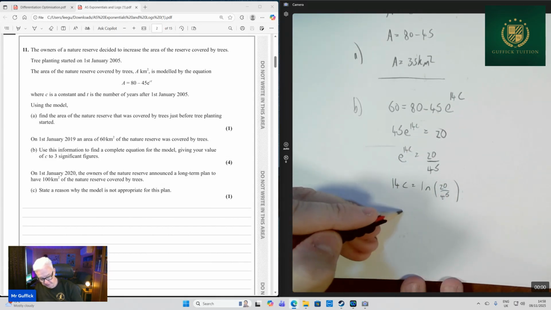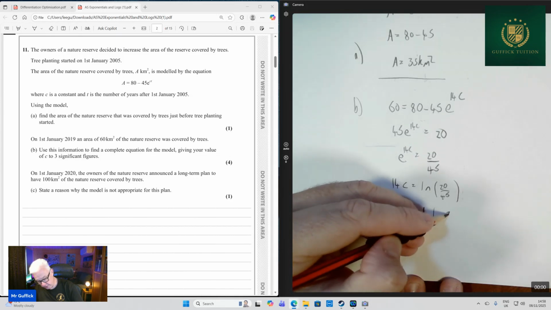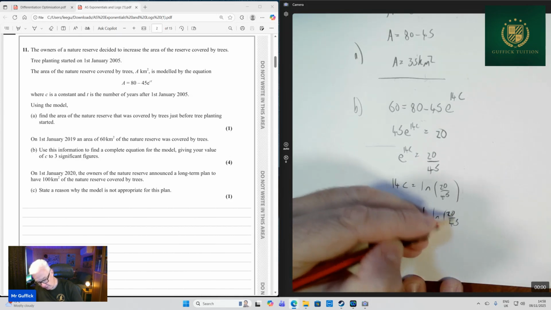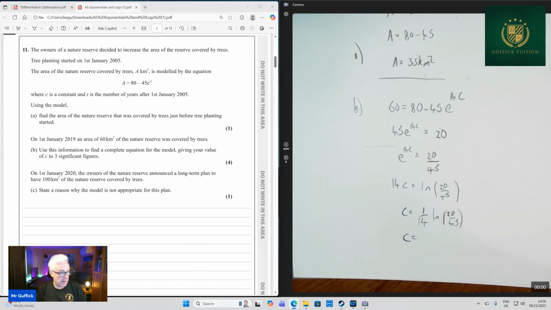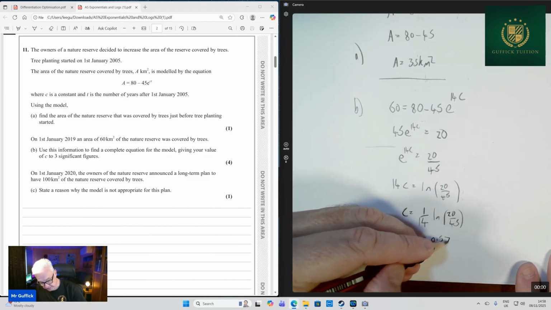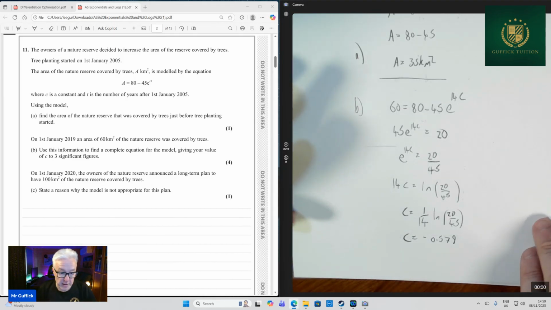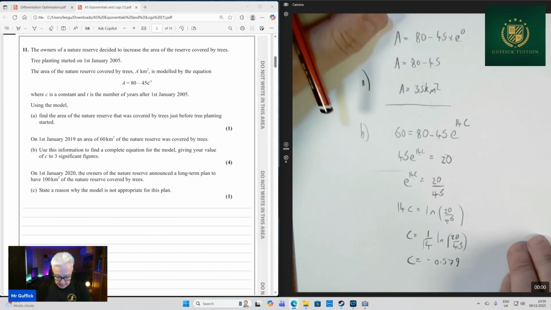And then finally, we divide by 14. So c is 1 over 14 times ln of 20 over 45. And when we work that out in our calculators, that turns out to be minus 0.579.